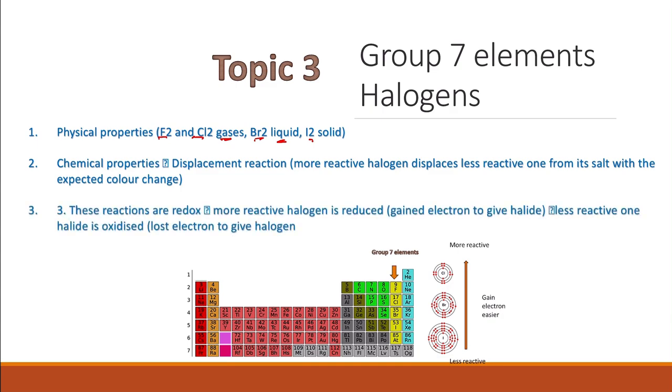Remember that these reactions are redox reactions, so the more reactive halogen will be reduced because it gains electrons to give the halide, and the less reactive one will be oxidised because it will lose electrons to give the halogen.